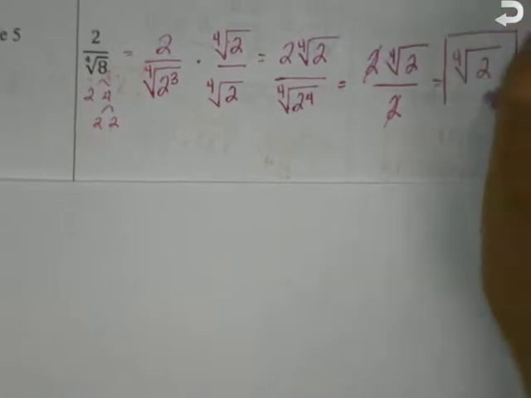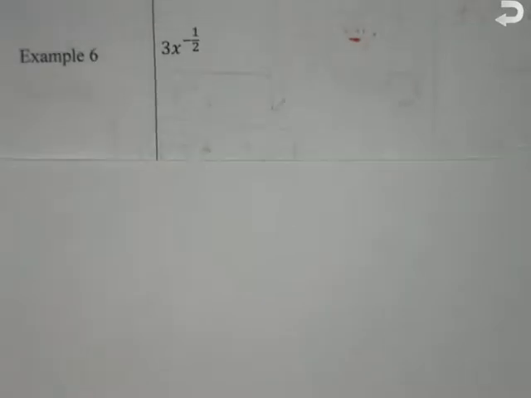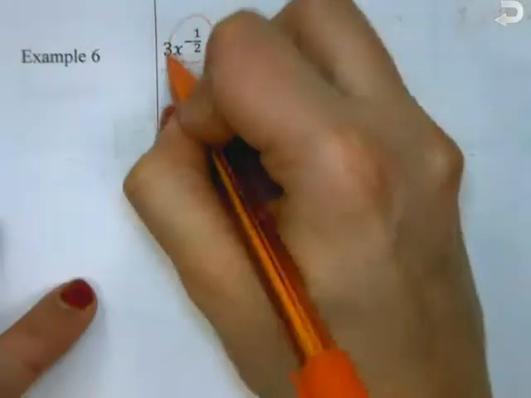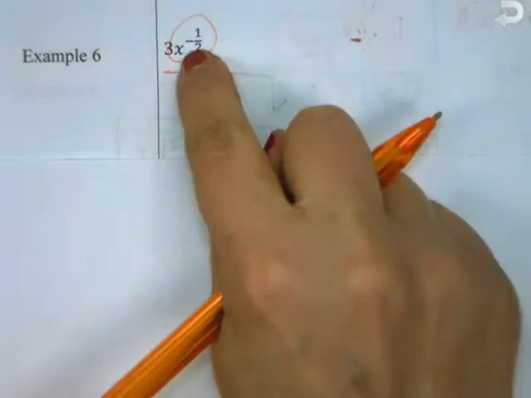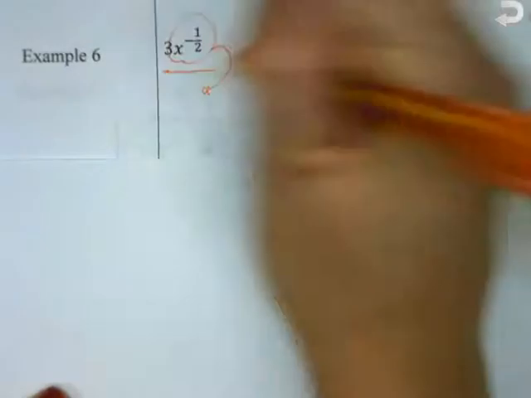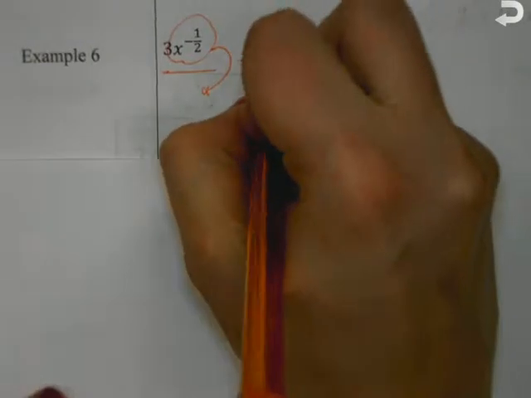3x to the negative 1/2. So, first of all, we have something that is not allowed. What is it? The negative exponent. So, what do I have to do with that negative exponent? Bring it to the bottom. Does the 3 move anywhere, or does it get to stay? It stays. So, this is 3 over x to the positive 1/2.